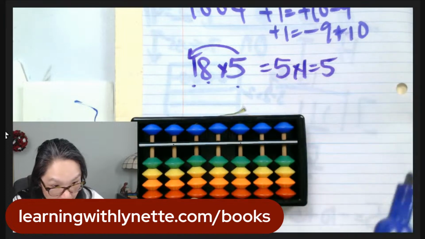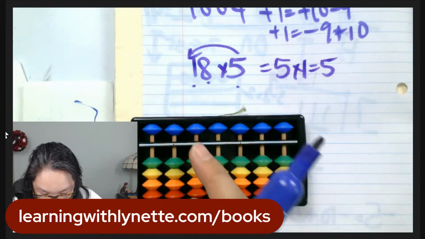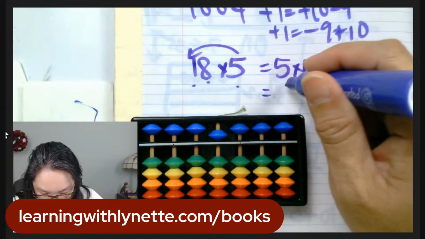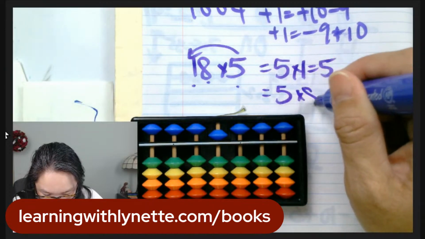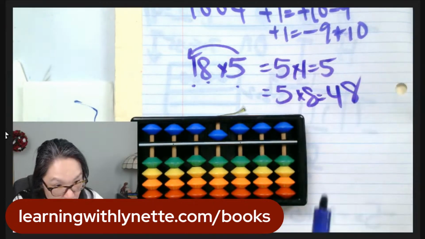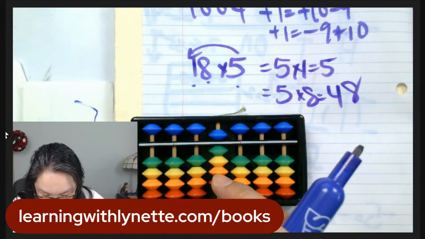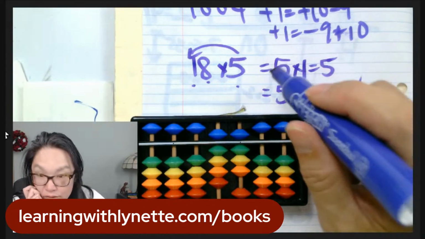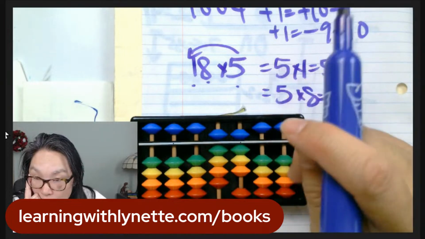So what's going to happen? I add the 5, but 5 is a single digit, so I go back one column and add the 5. Now 5 times 8 is equal to 48. So now I'm going to add the 4 and add the 8. 5, 6, 7, 8. So my final answer is 9. So that's single.